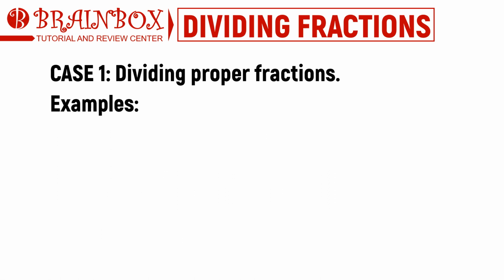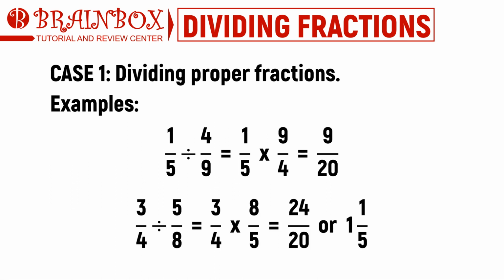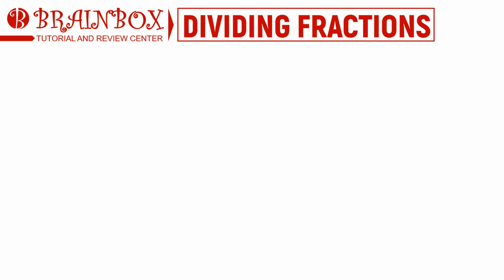Our first case involves dividing proper fractions. As we have mentioned, we can only proceed to multiplying the fractions if we first get the reciprocal of the second fraction. In this case, the 4/9 will now be 9/4 and the 5/8 will be 8/5. After we have done this, we can now multiply the fractions. We just follow the rules of multiplication of fractions as we have discussed in the previous video. The final products of our examples will be 9/20 and 1 1/5, which are both in their lowest terms.